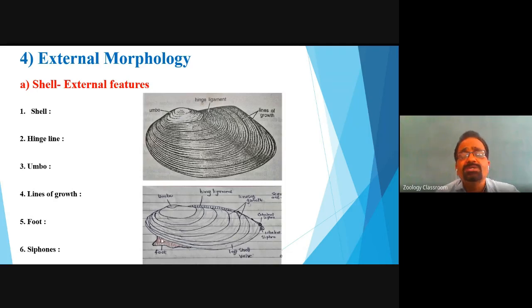Now, here is the location of the foot when the animal is active. But once it is disturbed, both the structures, the foot as well as the siphons, are withdrawn in. So the location of the foot is at the anterior side, while the siphons, both inhalent and exhalent, are at the posterior end. Both the foot and the siphons are withdrawn when the animal is disturbed.